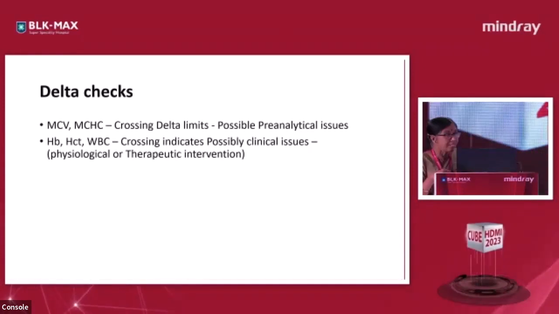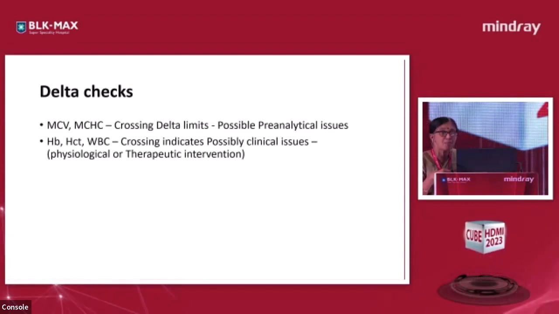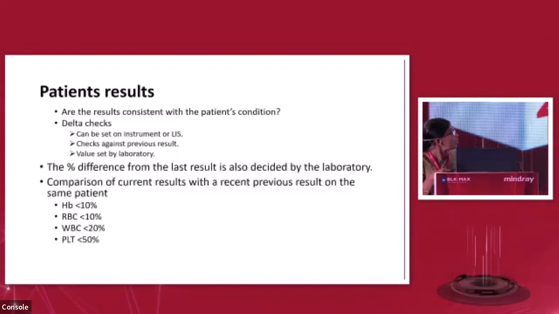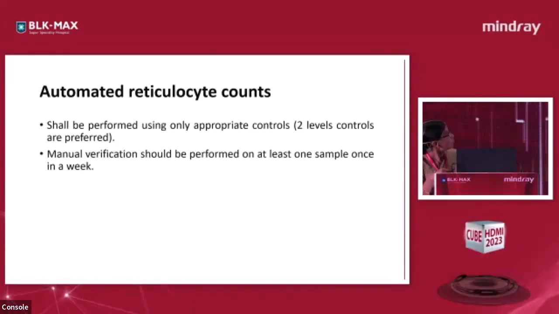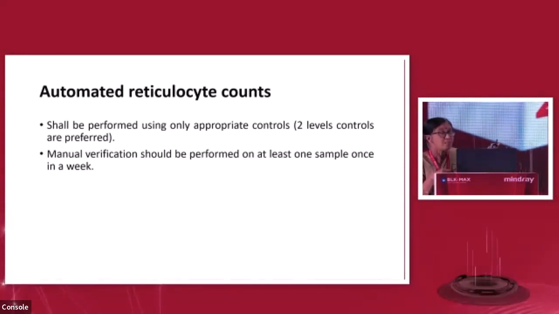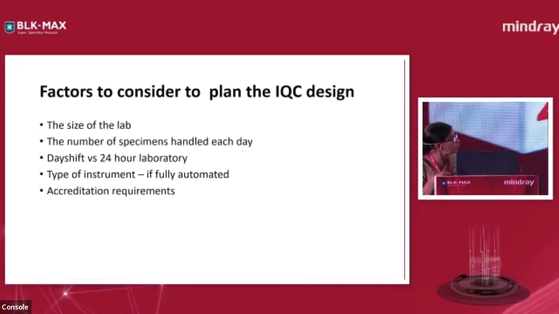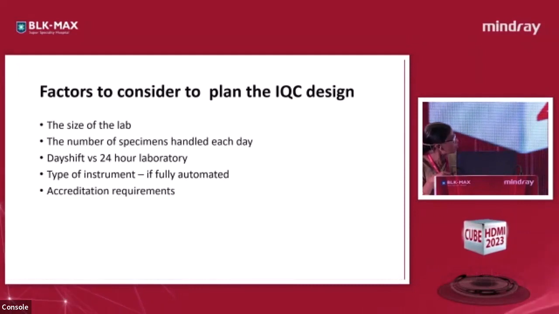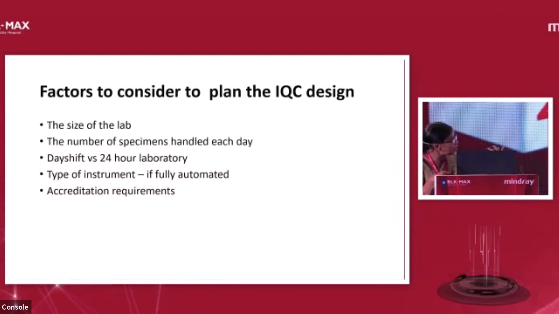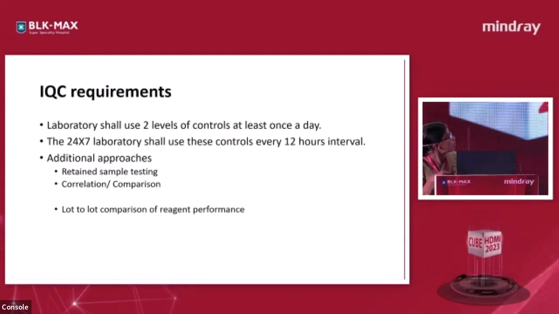It's important to note that delta checks could be crossed when there is a pre-analytical issue or possibly clinical therapeutic interventions. However, delta checks, if monitored on a daily basis, play an important role. So for automated reticulocyte counts, again 2 levels of control, with at least verifying the manual performance once a week, can add to our QC plan. When we plan IQC, the size of the laboratory, number of specimens, whether the lab is a 24-hour lab, the type of equipment, accreditation requirements, all of these factors should be kept in mind.